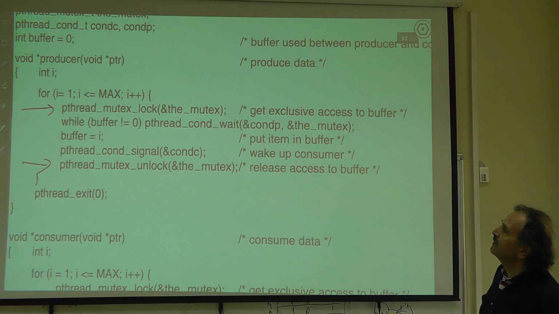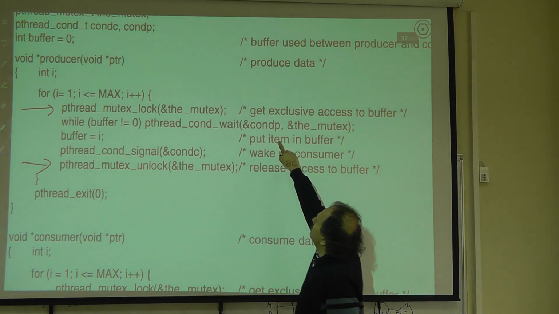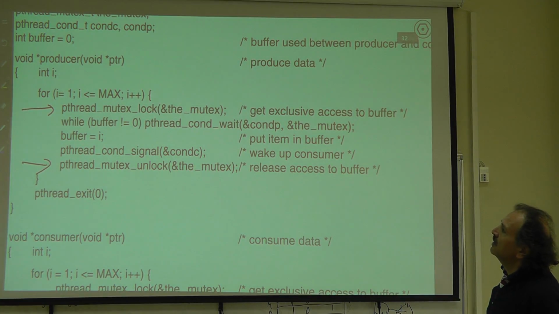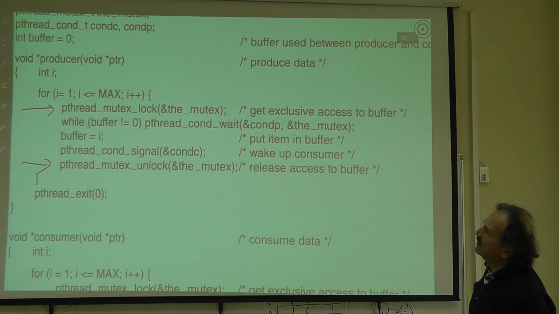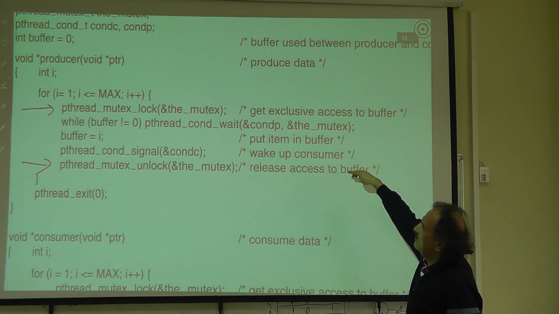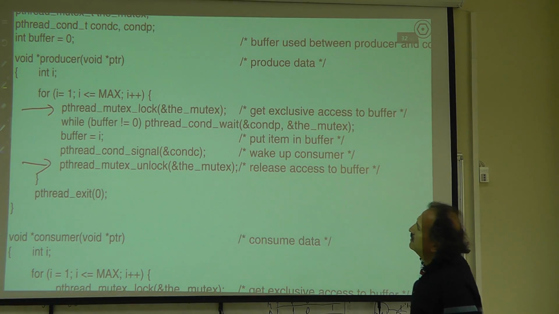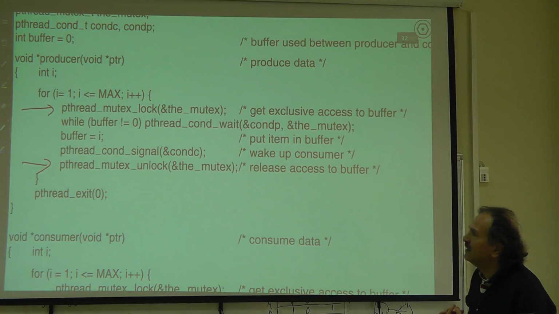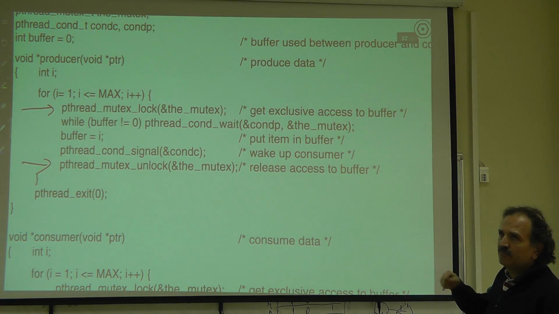It says that if the buffer is available, condition P, this one, the producer condition, it's a condition variable for the producer. If the buffer is available, if I got the mutex, and otherwise I wouldn't be here, right? And that means there is a while loop. The while loop says that if buffer is not zero, what does that mean? If buffer is not zero, that means that buffer is full.